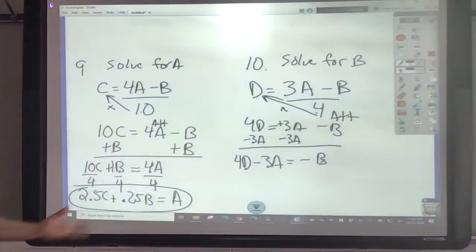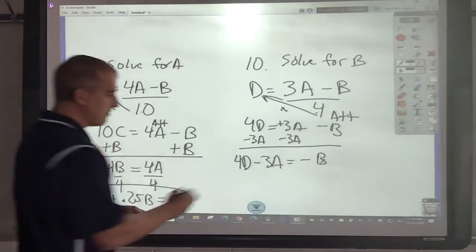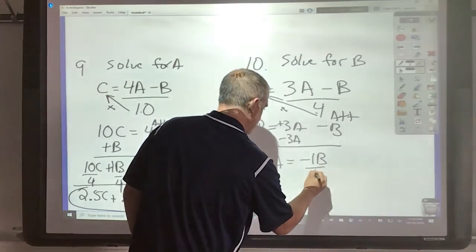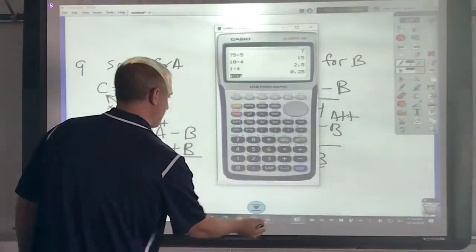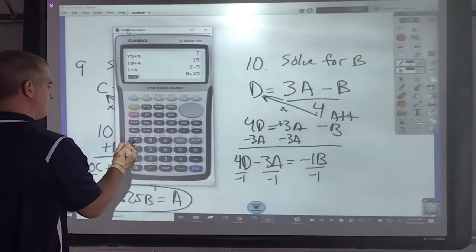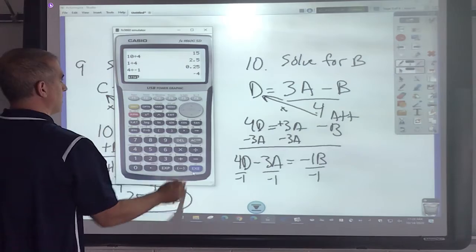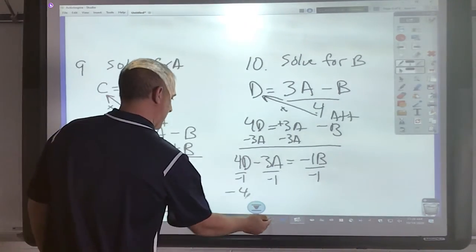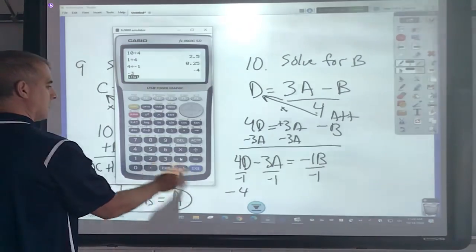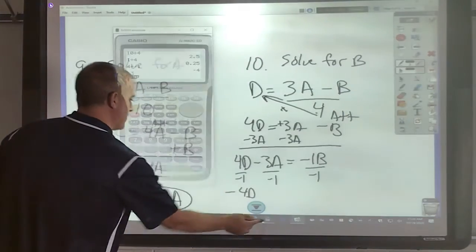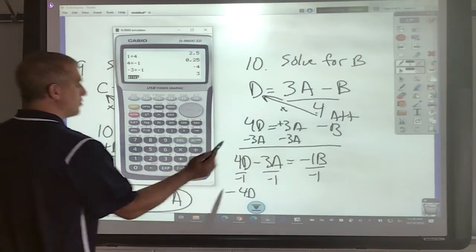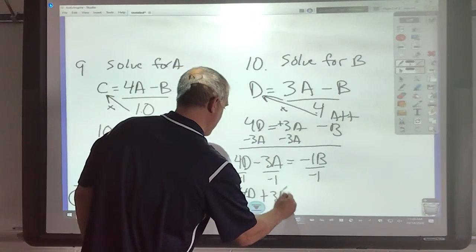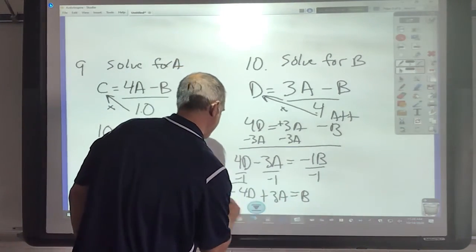So let's think about this. What number is in front of b? That is a negative 1, so I would have to divide each term by negative 1. So I got 4 divided by negative 1, which is negative 4. Oh, and I got to put the letter d there, don't lose your variables. Then I got negative 3 divided by negative 1, which will be positive 3. And I keep the a equals b.